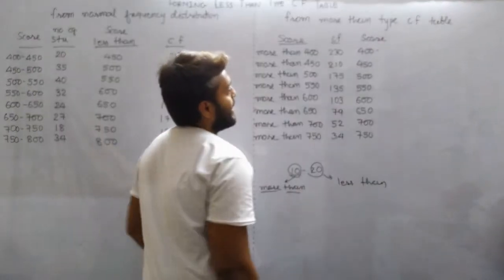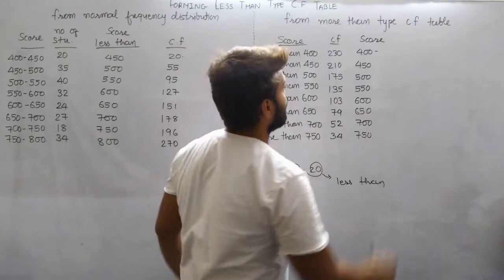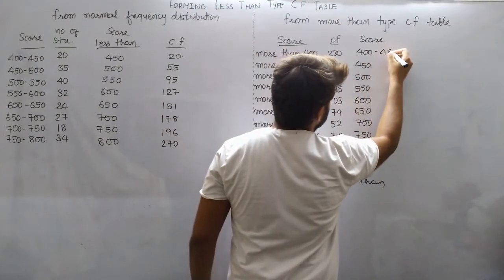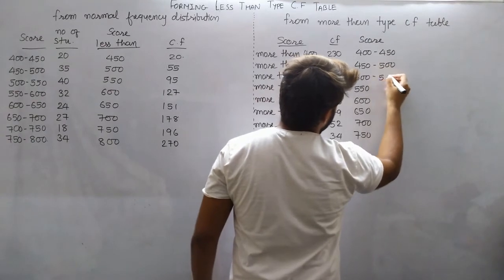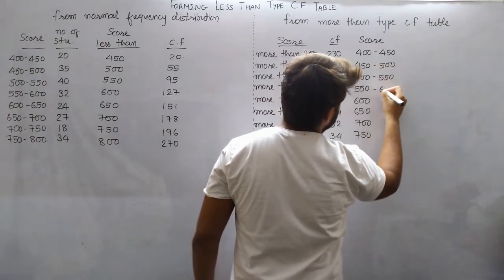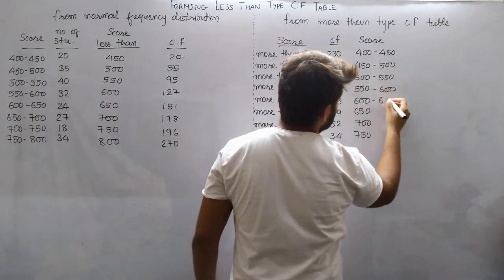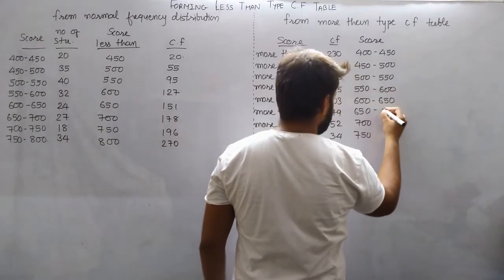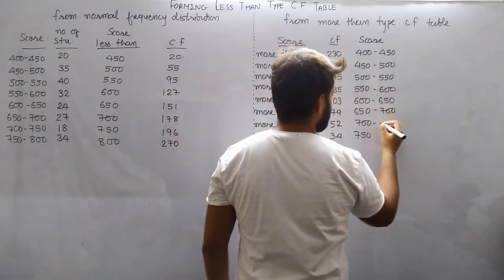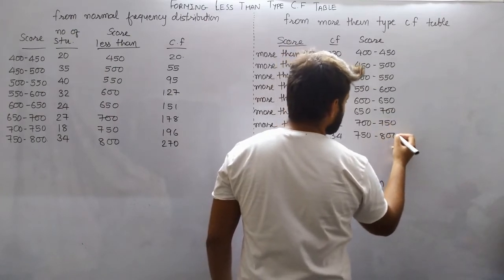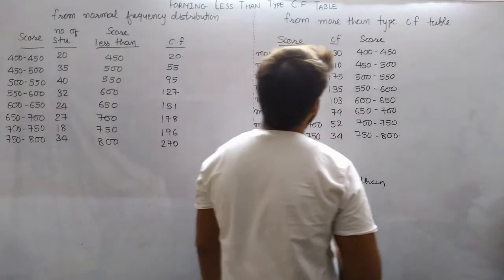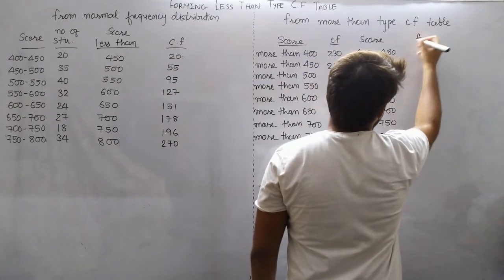As we can see, the class length is 50, so the classes are 400 to 450, 450 to 500, 500 to 550, 550 to 600, 600 to 650, 650 to 700, 700 to 750, and 750 to 800. Now let's make the frequency out of here.